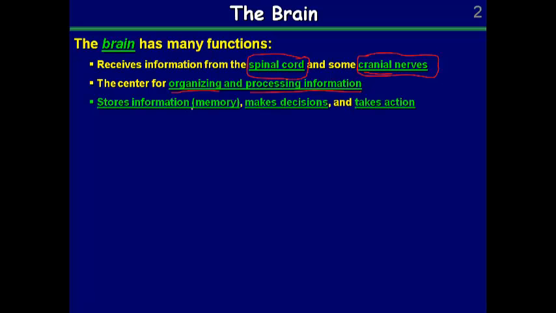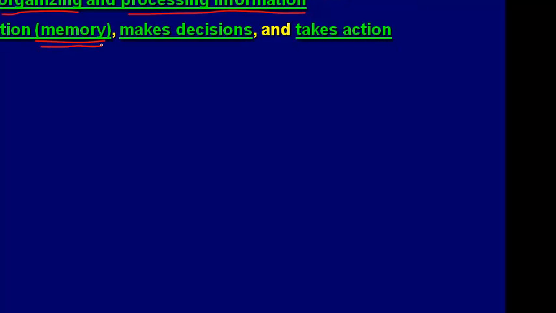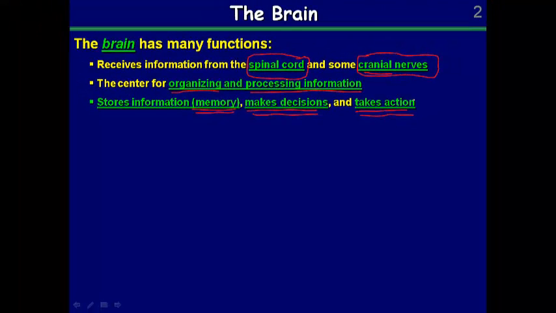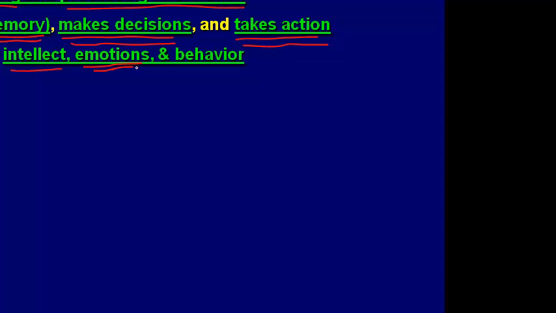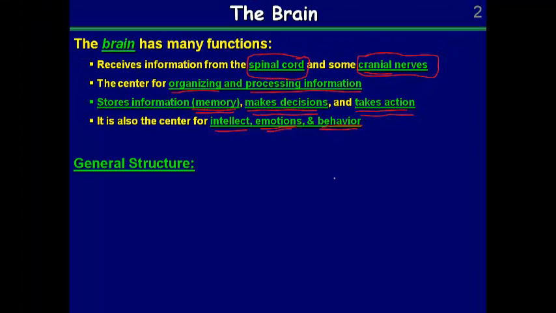It's going to store information, so I think we know that our memory is largely due to our brain. It's going to make decisions about sensory information, and it's going to take action. Some of these actions are going to be voluntary, like picking up your pencil, or involuntary, like regulating heart rate or respiratory rate. And then it also is where we find our intelligence, our emotions, and our behaviors, characteristics that our brain controls. So those are some of the basic functions.